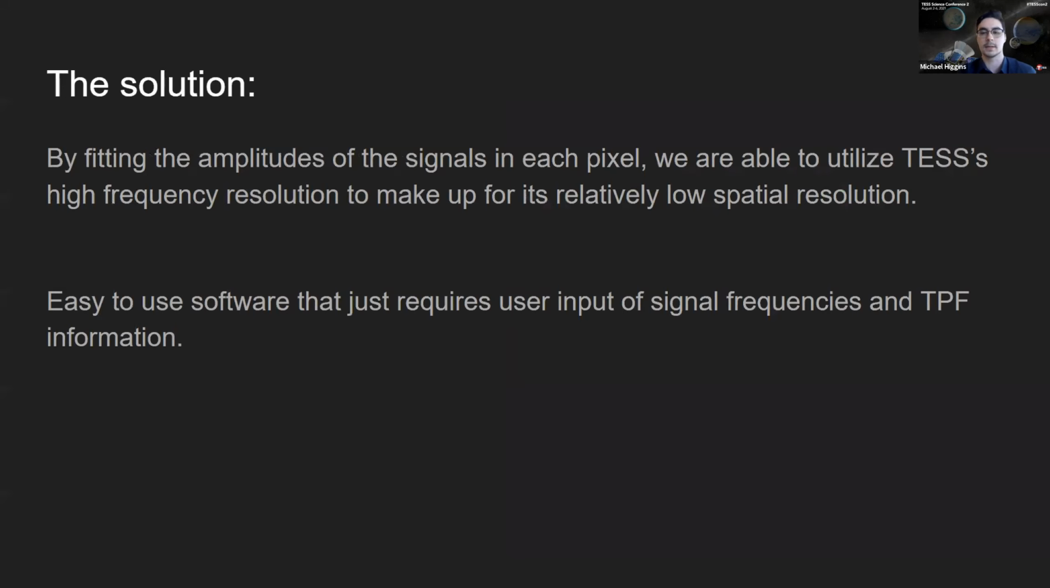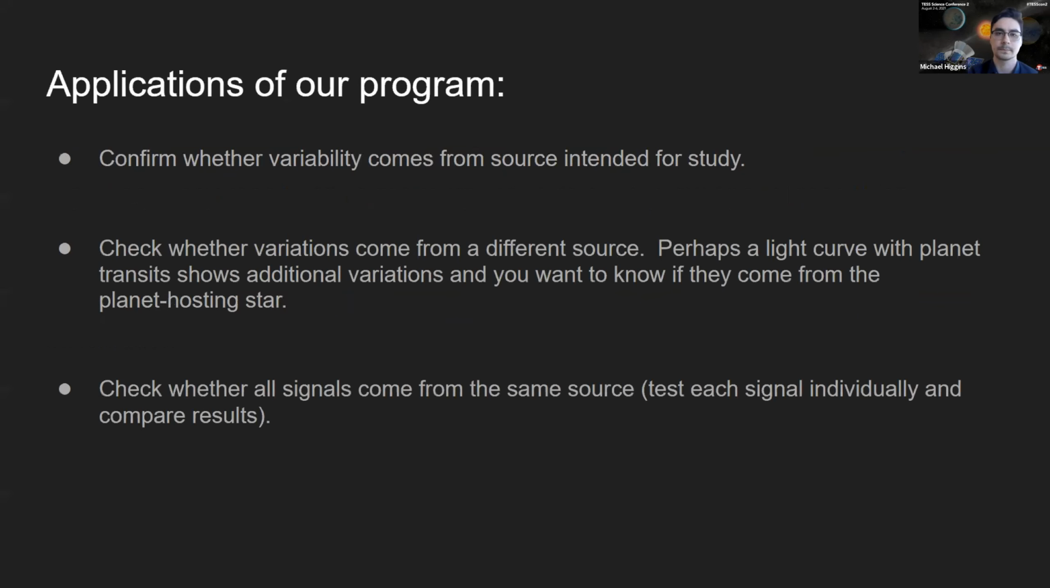The solution to that is the software that we've written, and it's really easy to use. It just requires a user input of the signal frequencies they want to locate and the TPF, or target pixel file, information. The way it works is that we fit amplitudes of each of the signals in each pixel of the target pixel file. Essentially, we're able to use TESS's high frequency resolution to make up for its relatively low spatial resolution when it comes to identifying the location of source stars.